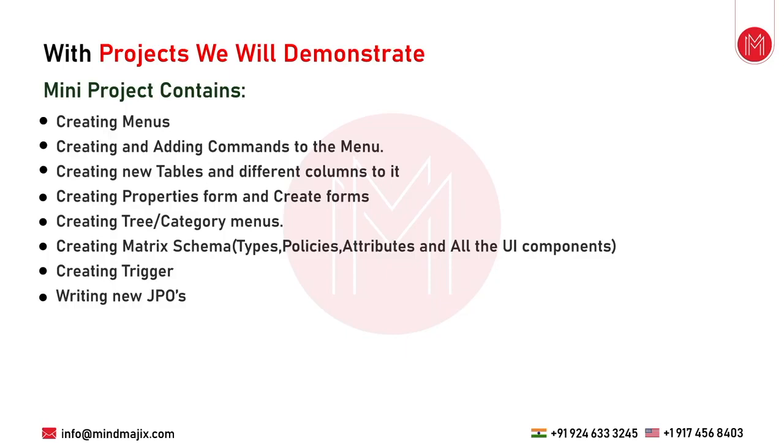Type is nothing but the type of object. For example, we can say the engineering part. Part is a type in the system. That is a type. And what are policies? A policy defines the behavior of the type. I mean, how the type is governed, and what the states in that type are.